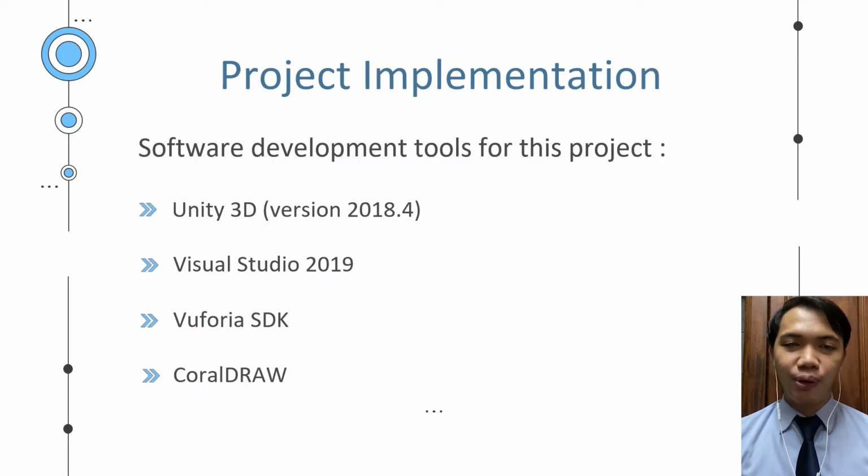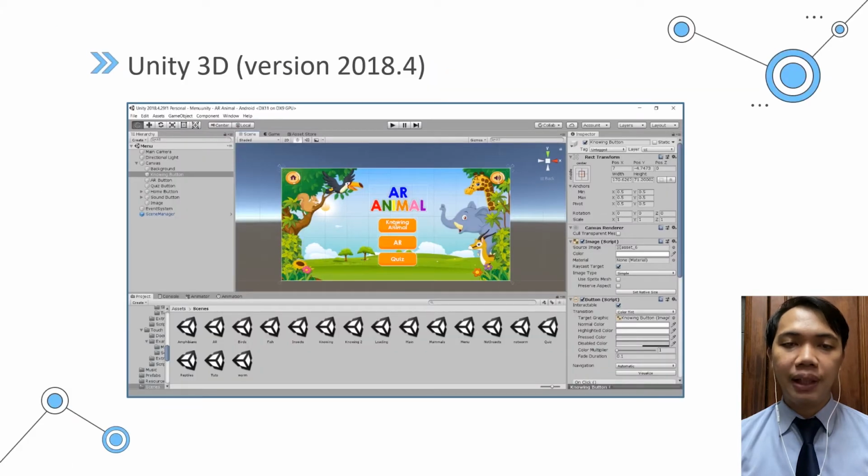Next, we go to the project implementation. These are the software development tools for this project, which are Unity 3D version 2018.4, Visual Studio 2019, Vuforia SDK, and CorelDRAW. In developing AR animal application, Unity 3D version 2018.4 is used to design and implement the interface of the application and render the 2D model and augmented reality package imported in the mobile platform. The figure shows the interface of Unity 3D.